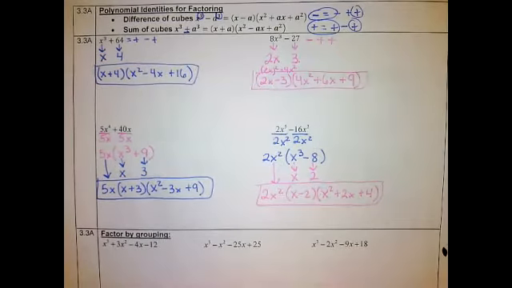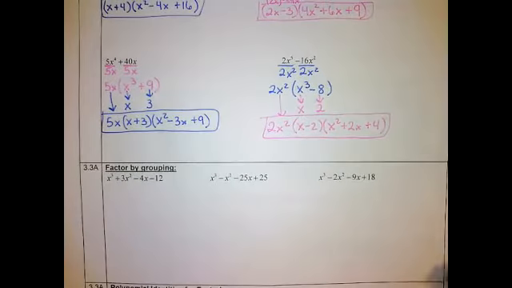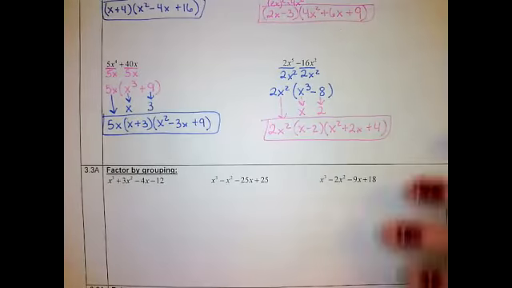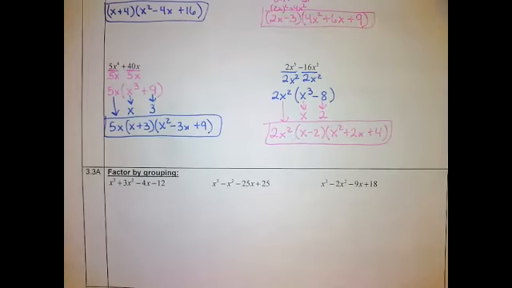So those four things we just did, difference of squares, sum of squares, difference of cubes, and sum of cubes, are memorizing formulas. The next thing we're going to do is factor by grouping. So we've actually been doing factor by grouping for a while now, when we've been factoring trinomials.